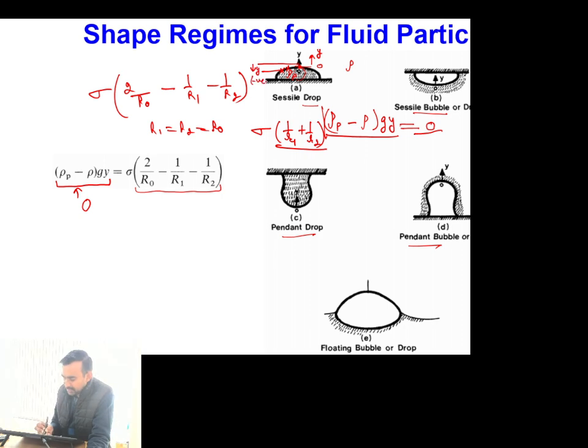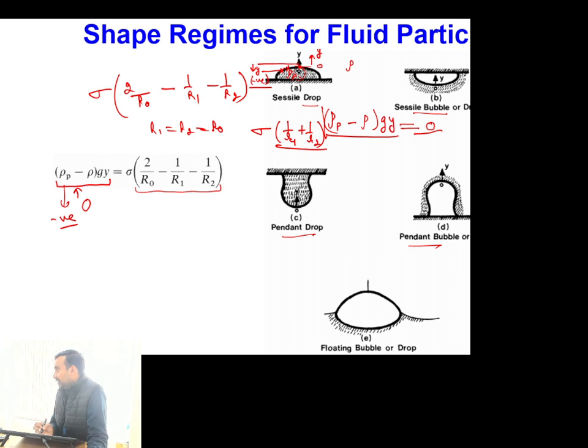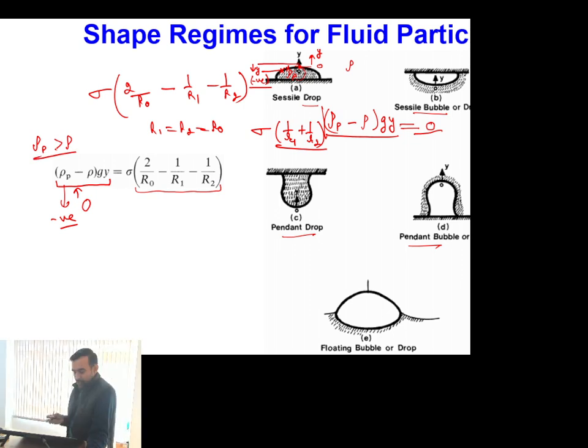Change in y is negative. So if change in y is negative, then (rho p minus rho g) into y, and y is negative, so this value will be negative because I am now talking about a drop. If I am talking about a drop, then density of particle is greater in comparison to density of the surroundings. So this term is positive and this overall term will be of negative magnitude.